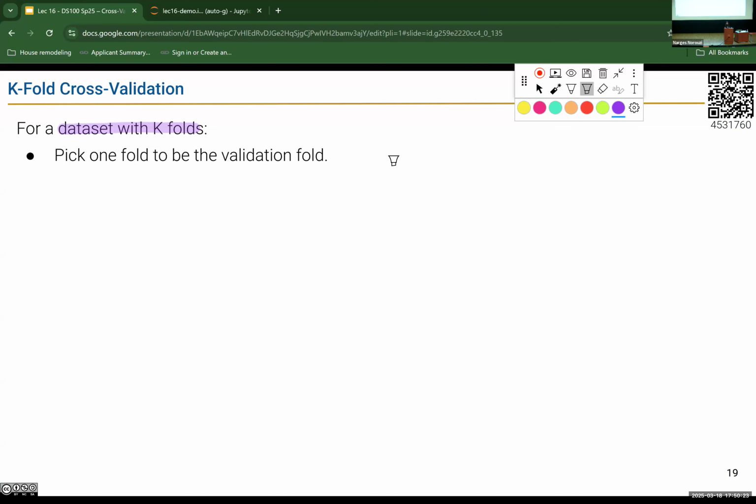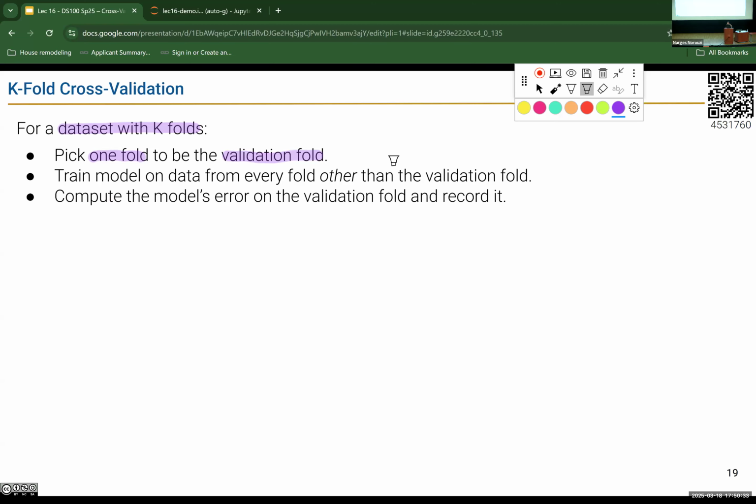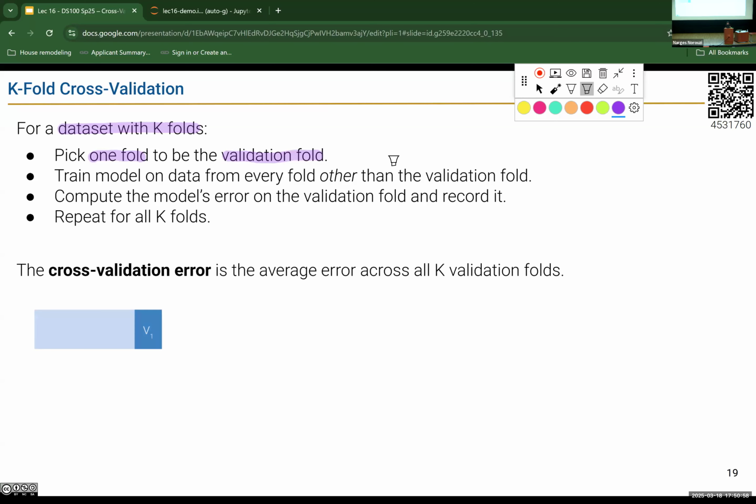And then I'll pick one fold. That one fold is going to be the validation fold. Everything else is going to be training, right? And then I'll train the model on the training data, compute the error on the validation data, and then I'll move on to the next fold, and the next model. Once we've run this on all of the K folds, we take a look at the average error that we got over all of the validation sets, right? Let me visually show you how that looks.